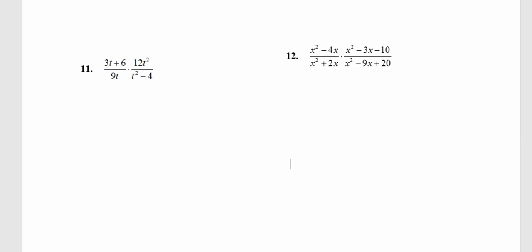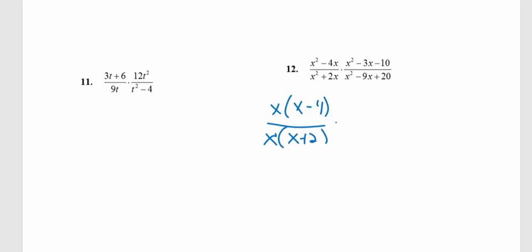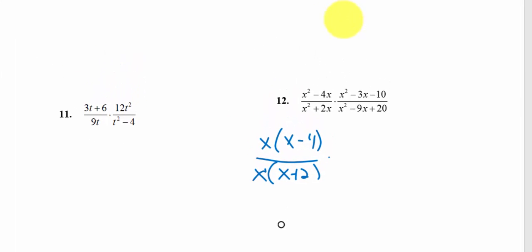So for number 12, I'd like to factor out an x, and I'm left with x minus 4. And on the denominator, I factor out an x, and I'm left with x plus 2. The next fraction is a trinomial. So on the top, you're going to ask yourself, what two numbers, when multiplied, will give you negative 10, but when added will result in negative 3, right? Negative 10 and negative 3.